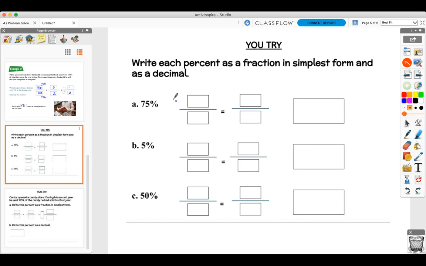All right, welcome back. So let's do these problems. 75%. Write each percent as a fraction in simplest form and as a decimal. 75 over 100. So 25 divides into both of these, which gives you 3 over 4. And again, if you're not sure, divide it out. But 3/4 is actually 0.75.